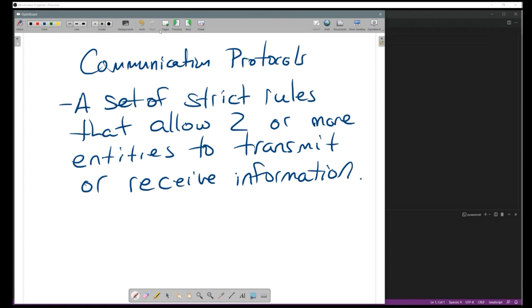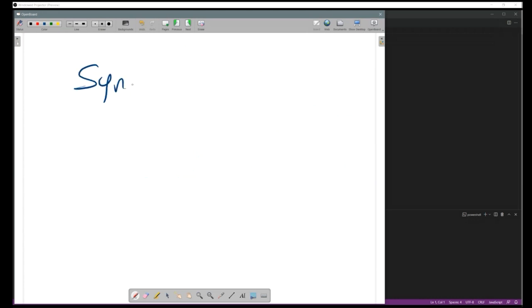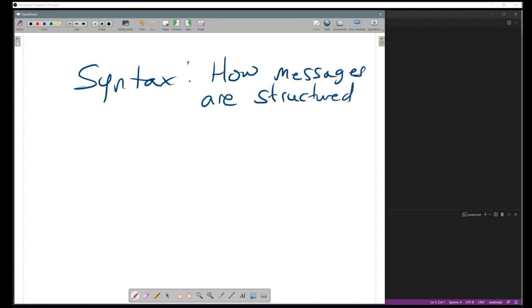Okay, so there are key properties that communication protocols determine. They determine the syntax, that is, how messages are structured. And semantics, which is the meaning, the underlying meaning of the message.